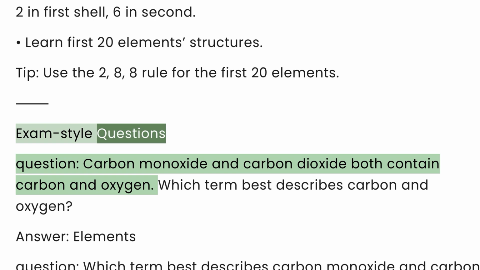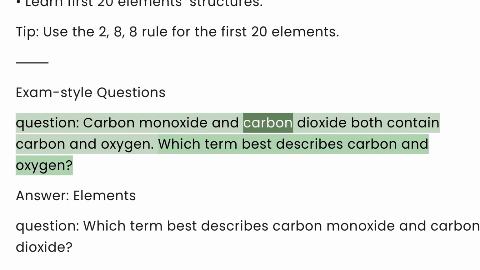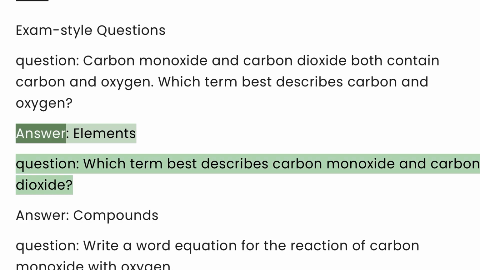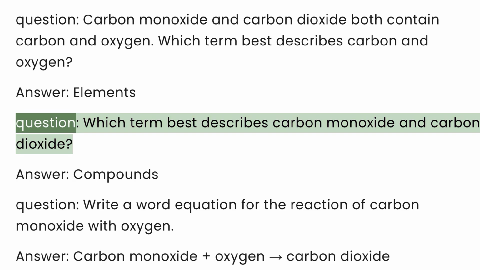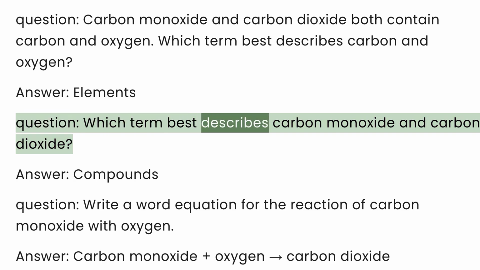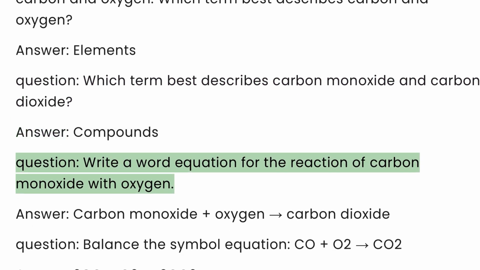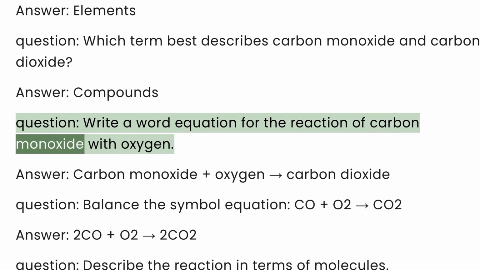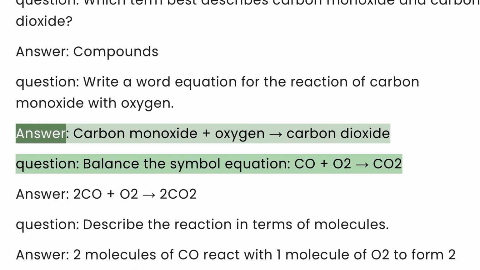Exam-style questions. Carbon monoxide and carbon dioxide both contain carbon and oxygen. Which term best describes carbon and oxygen? Answer: elements. Question: which term best describes carbon monoxide and carbon dioxide? Answer: compounds. Question: write a word equation for the reaction of carbon monoxide with oxygen. Answer: carbon monoxide plus oxygen gives carbon dioxide.